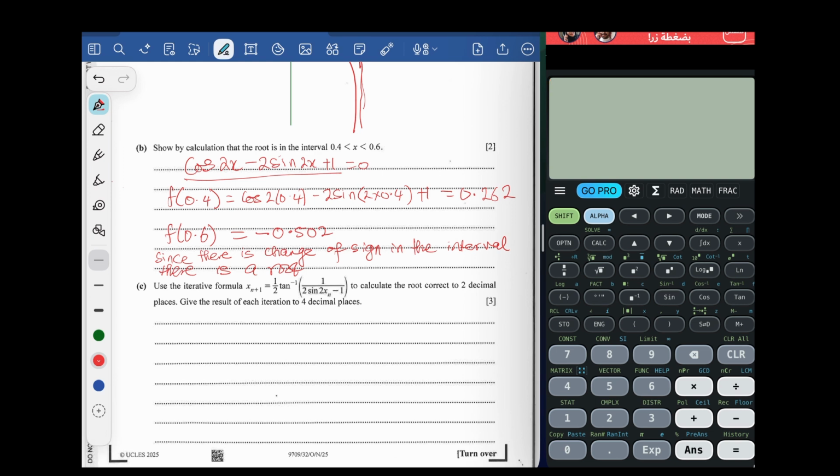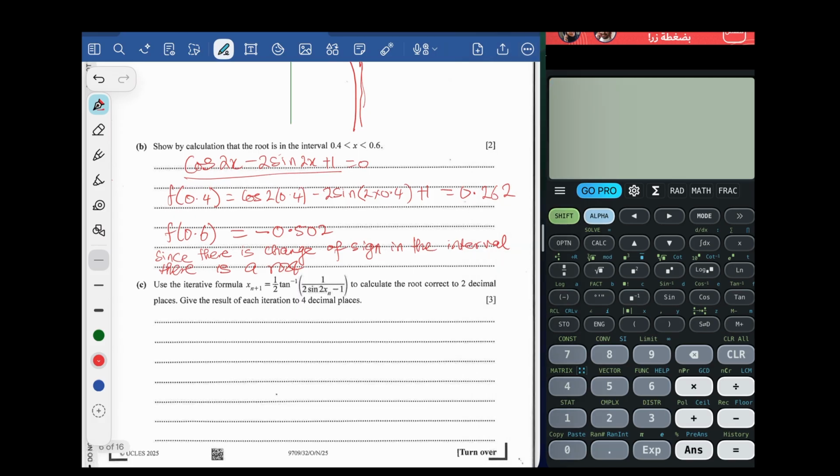All right, so this is part C. For part C, this is an easy question. All you have to do is start with x1. You can take the mid value of 0.4 and 0.6, so your x0 will be 0.5. Okay, so just press your calculator.